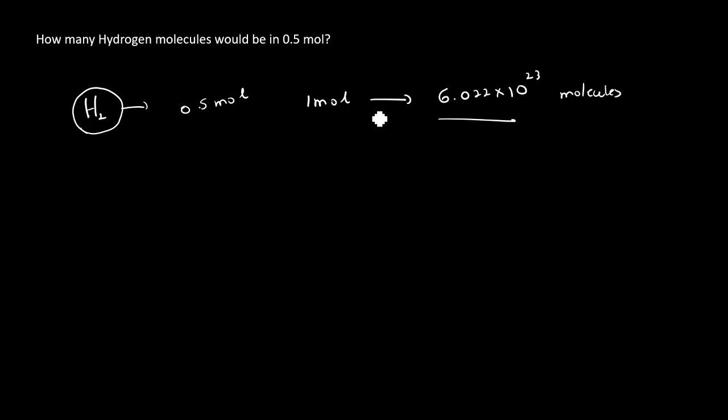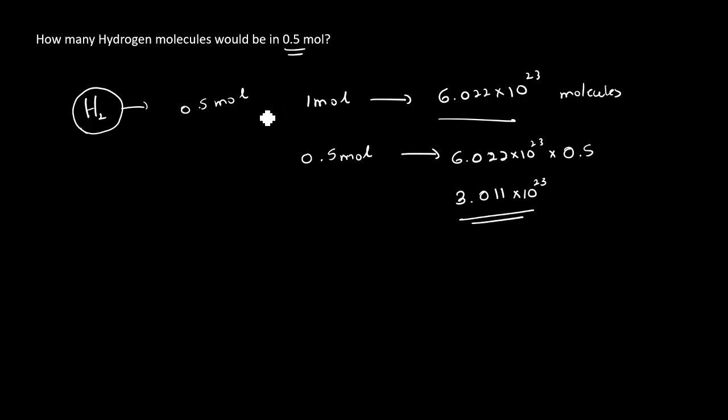But we are not asking about 1 mole, right? We are asking about 0.5 moles, which means exactly half of it, or otherwise you can multiply this one by 0.5. So you can get 3.011 times 10 to the power 23. This is the amount of hydrogen molecules in 0.5 moles. So I hope you get the idea, right?